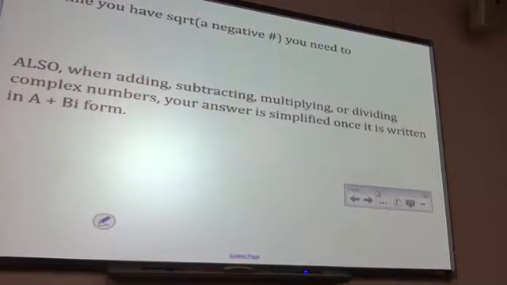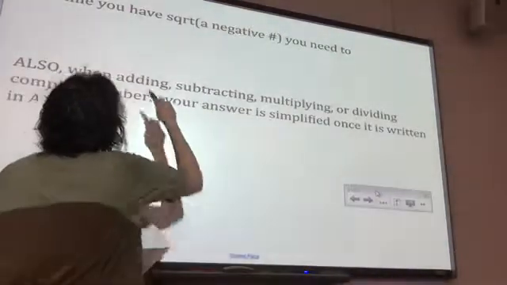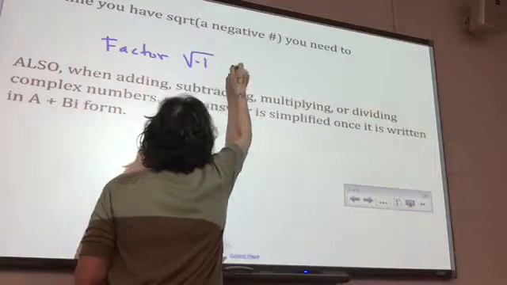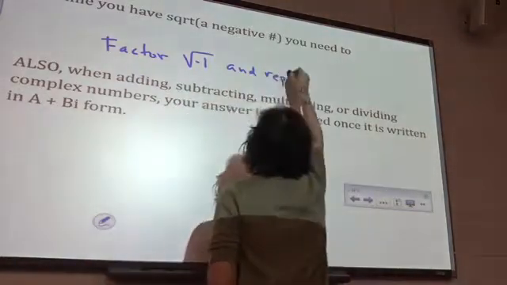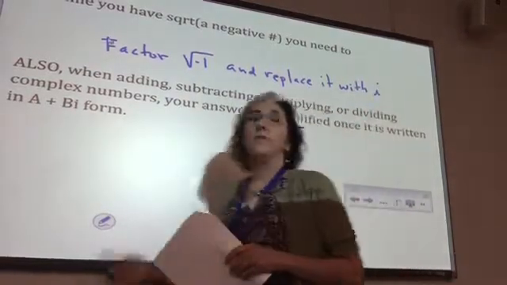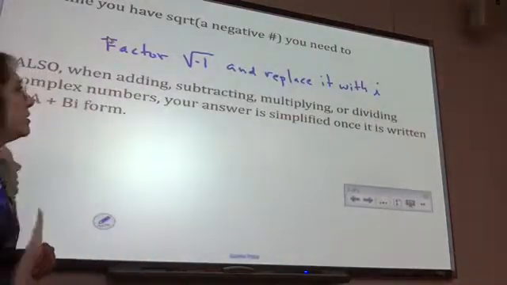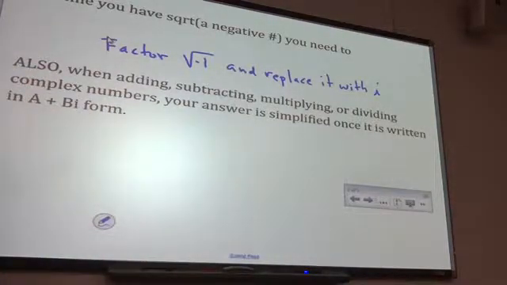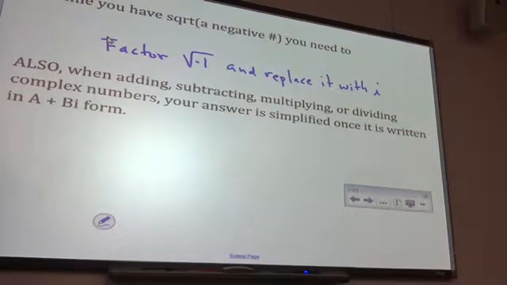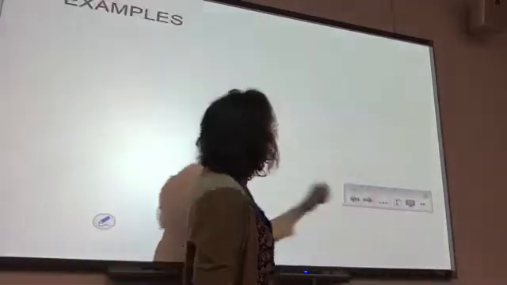Now, anytime you have the square root of a negative number, you're going to need to factor out the square root of -1 and replace it with i. That's just part of simplifying. The next statement here, you guys don't need to write down this semester because we're not really dealing with the operations. So I'm just going to go to some examples that are important because we are going to be working with the quadratic formula. And so you're going to need to remember how to simplify with these radicals.